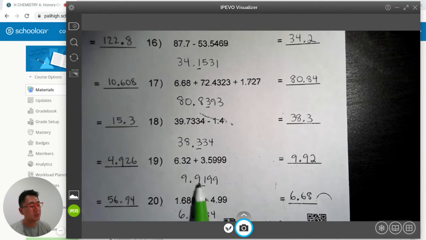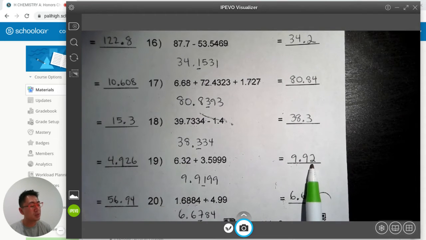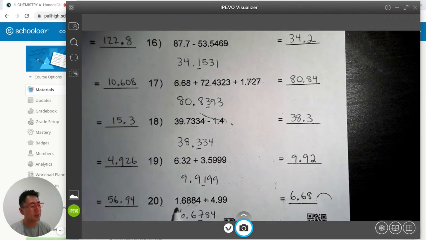Number 19, I'll round to 2 places after decimal point. And since after the 1 is a 9, this one will round up to 9.92. Number 20, 2 places after decimal point, 6.678 rounds up to 6.68.